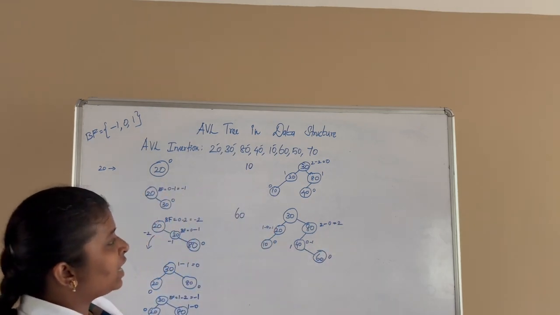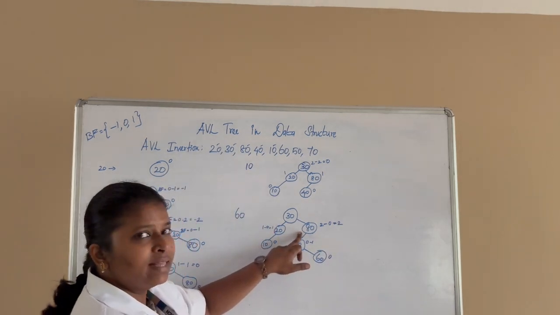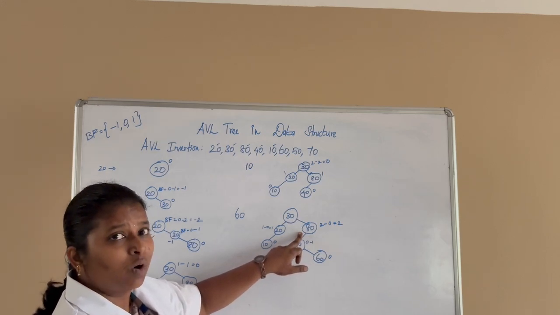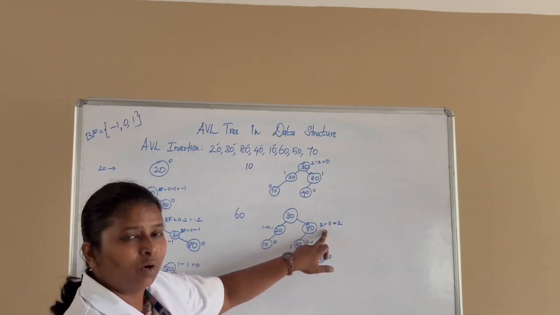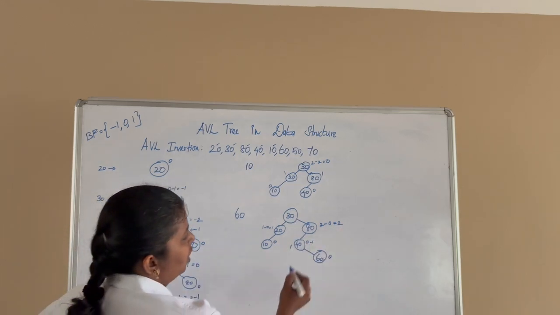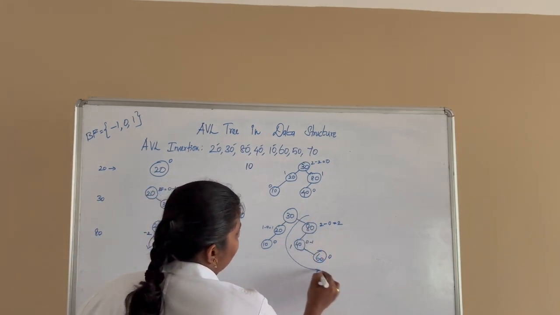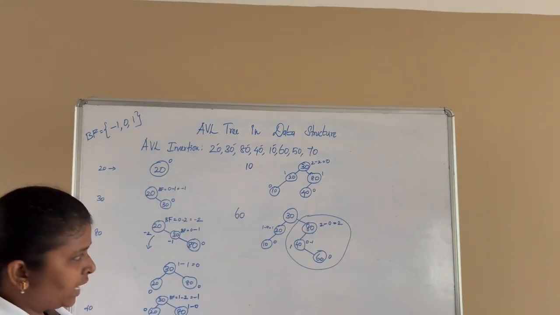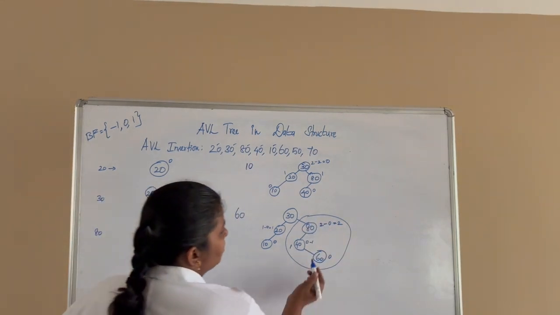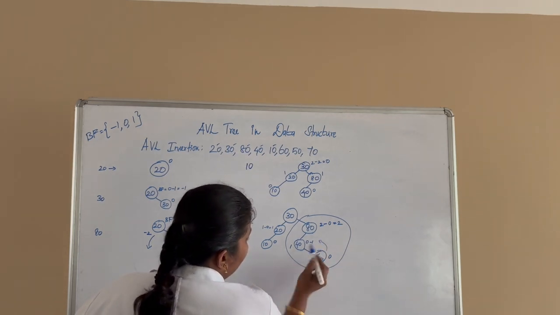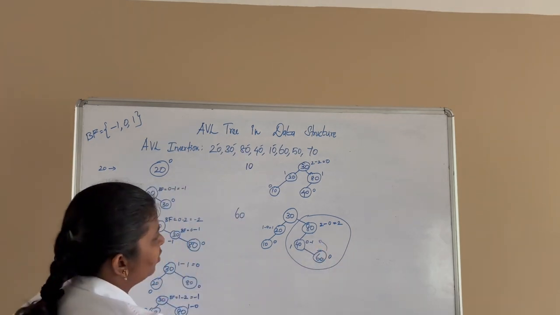But we should have the balance factor as either 0, minus 1 or 1 and not other than that. So we have 2. So here the tree is not balanced right now. So we have to perform the corresponding rotation. We have to perform the left rotation and then the right rotation. Let us see how to perform.